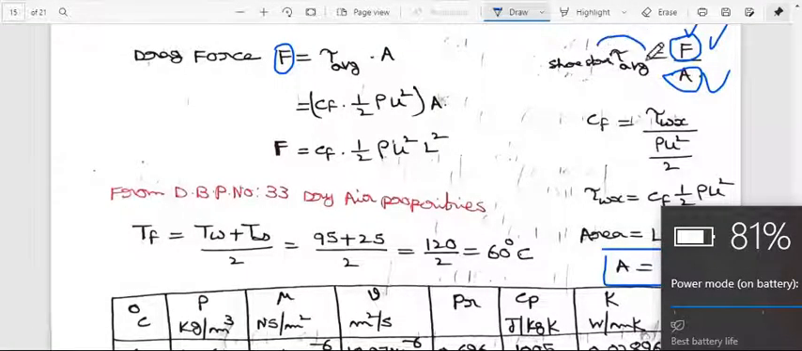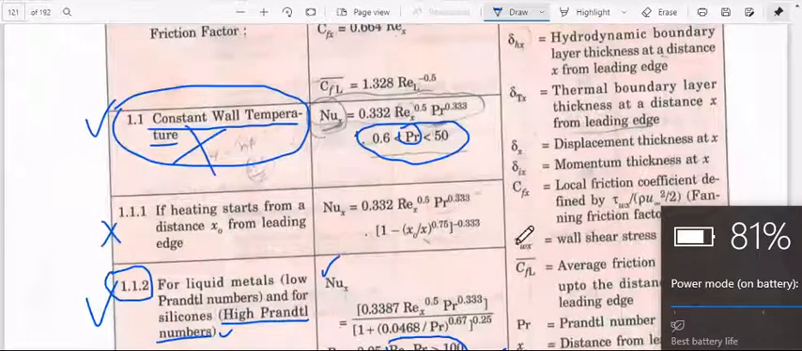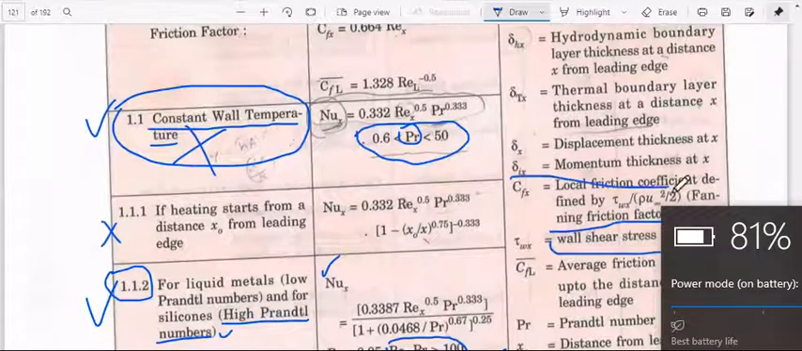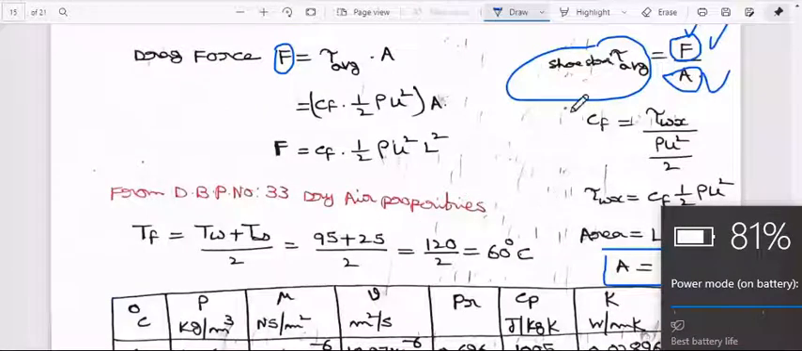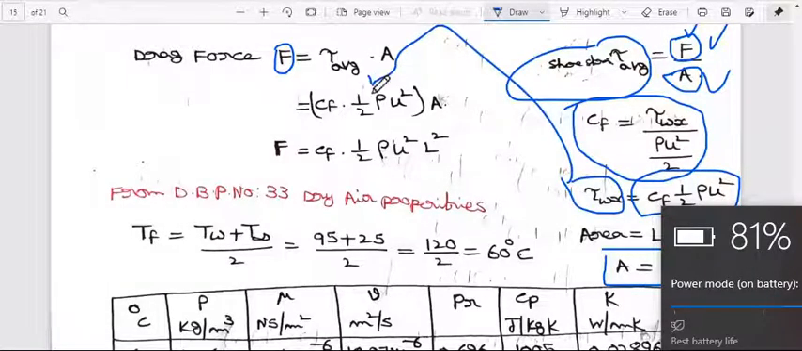So what is the shear stress formula from data book page number 112? Here the wall shear stress: CFX is equal to tau Wx by half rho u square. We need to consider this formula. So CFX is equal to tau Wx by rho u square by 2, so CFX into 1 by 2 rho u square. We need to substitute this value like this.